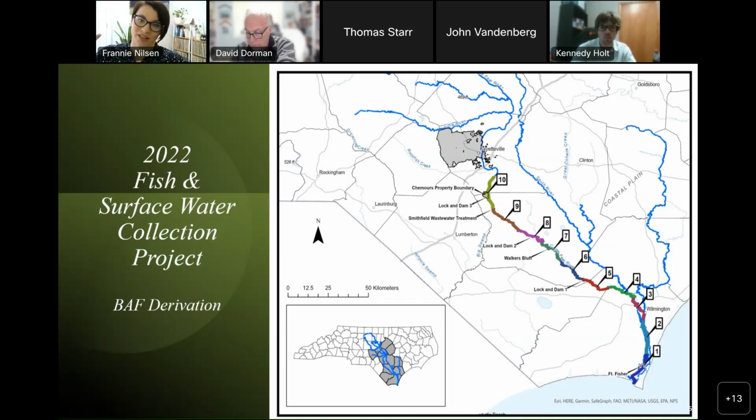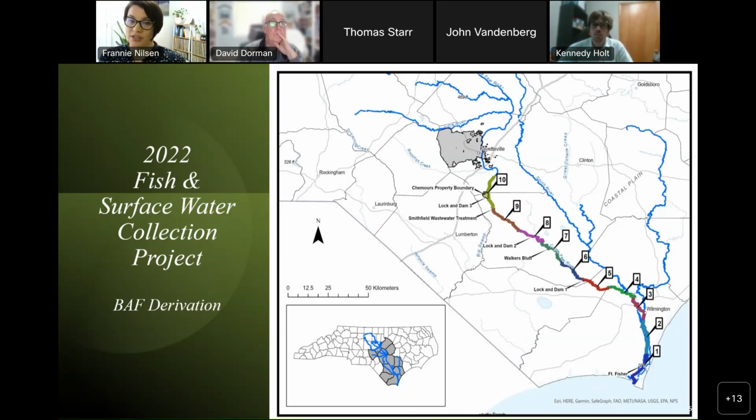from the site of known contamination throughout the length of the river to the confluence with the Atlantic Ocean. We've divided the river, and this is a 200-kilometer section of the river. We've divided this into 10 different sections, and these are 20-kilometer sections.